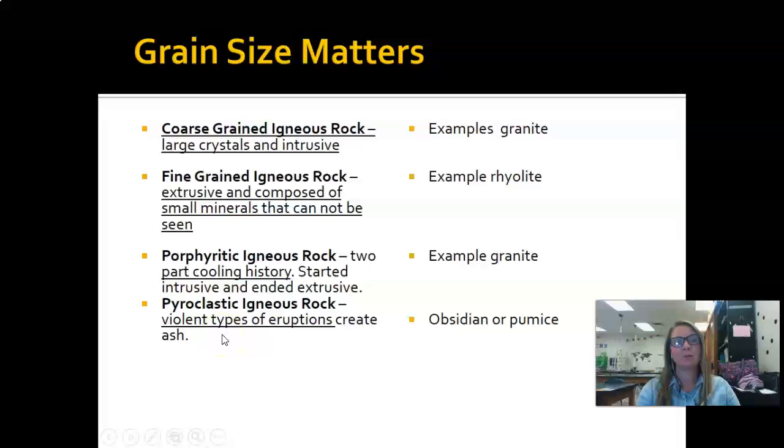And then finally, our pyroclastic ones, which are really interesting to look at. This is going to be our obsidian or our pumice, which you've probably seen. I know I've put out obsidian and shown it to you guys, but we'll also look at the pumice, which you've probably seen before too. You might even use it in the shower. It's one of those loofahs that will take off your dead skin. Pumice is used for that.